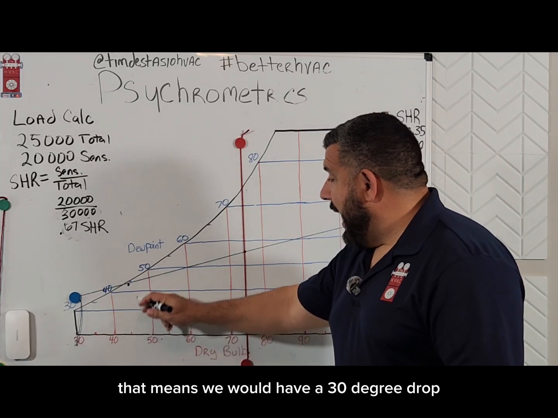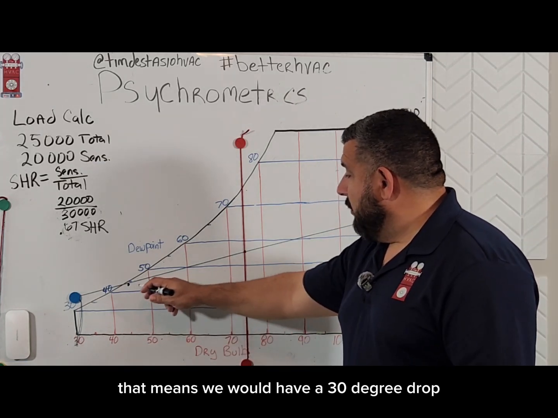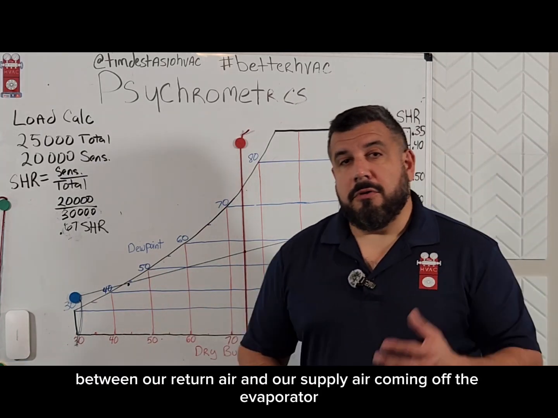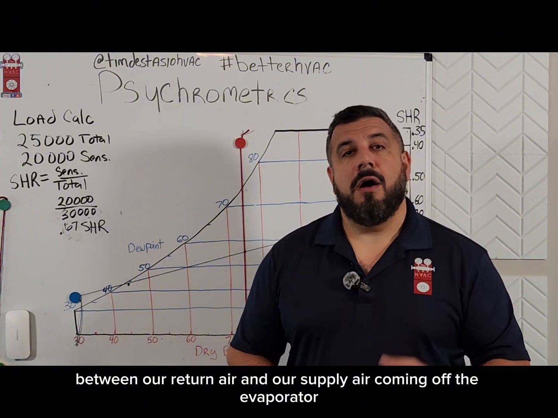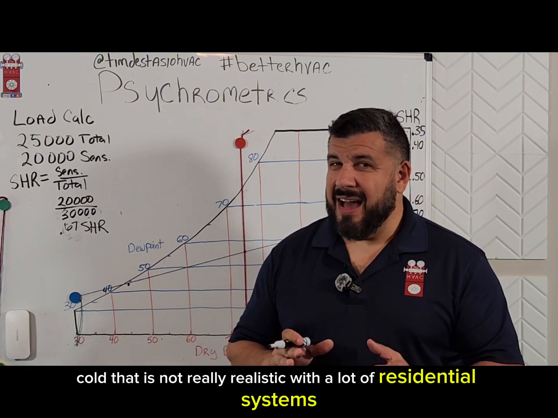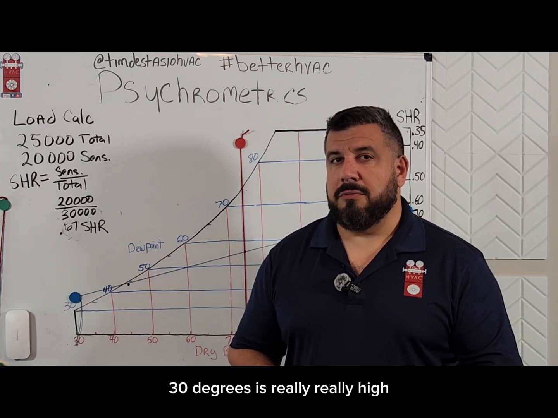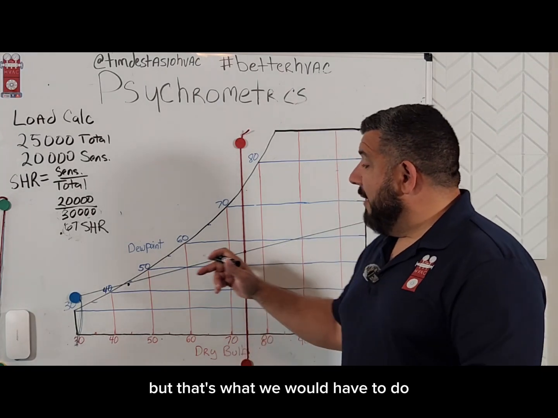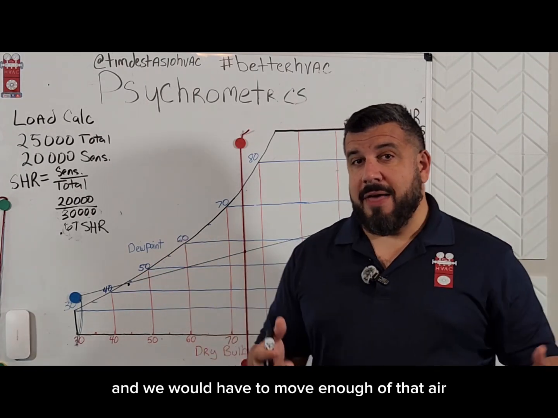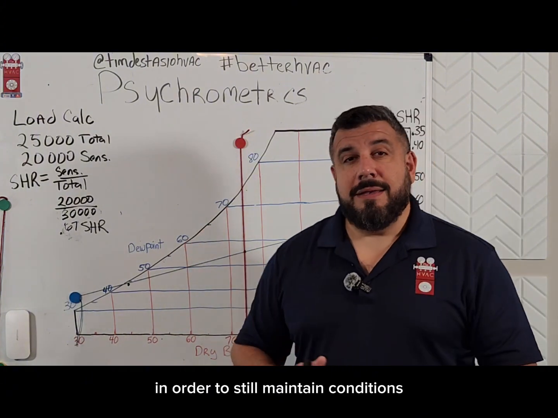That means that we would have a 30-degree drop between our return air and our supply air coming off the evaporator coil. That is not really realistic with a lot of residential systems. 30 degrees is really, really high, but that's what we would have to do. And we would have to move enough of that air in order to still maintain conditions.